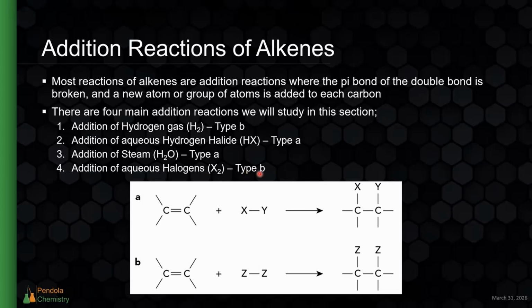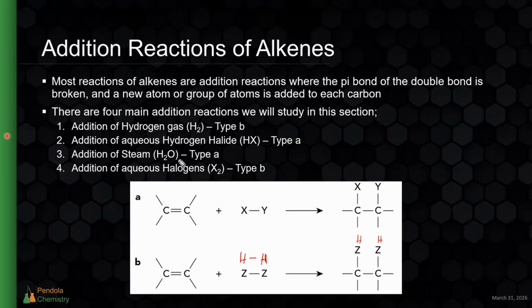And you'll see why this is important later on when we look at the individual reactions. So in this first reaction, the addition of hydrogen gas, it's a type B reaction because hydrogen gas is made out of 2 of the same atom bonded together. So we'll be adding hydrogens, so Z will represent hydrogen here. So we will essentially be adding hydrogens where the C's are.